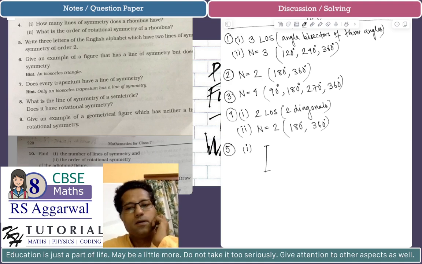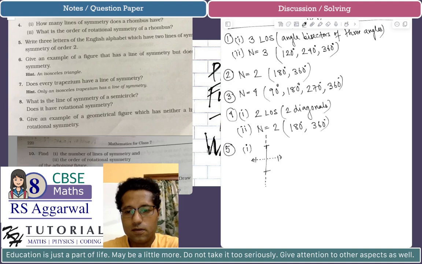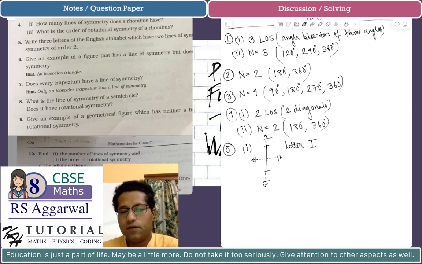As you can see, this is one line of symmetry. It is asking which has 2 lines of symmetry. So this is one line of symmetry for an I, and also this is another line of symmetry of the letter I.